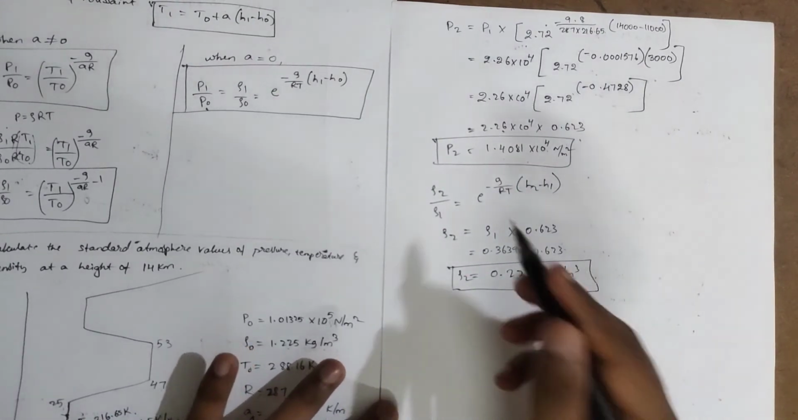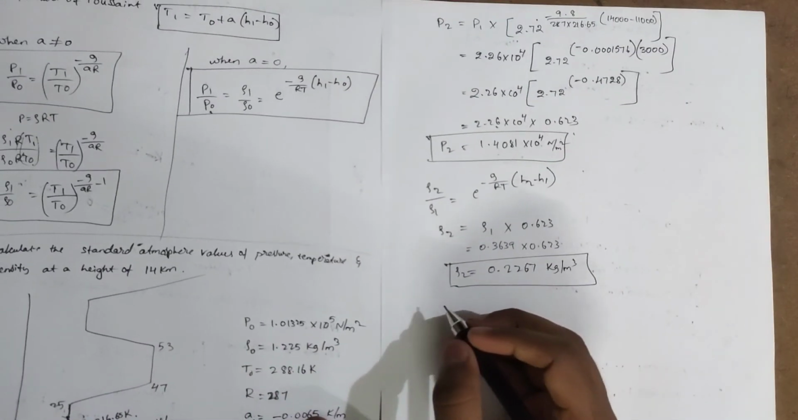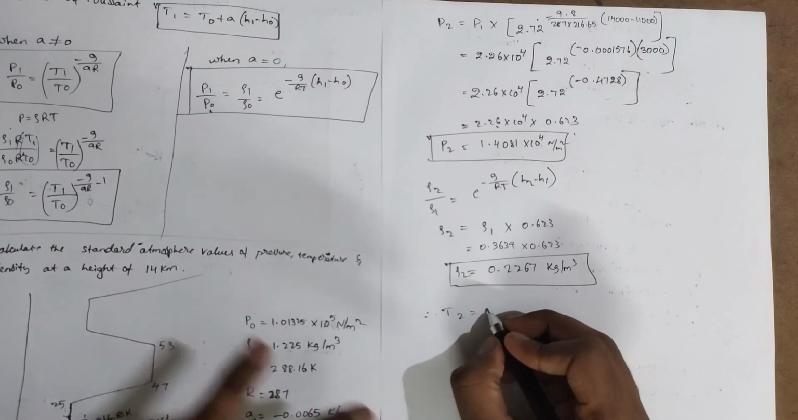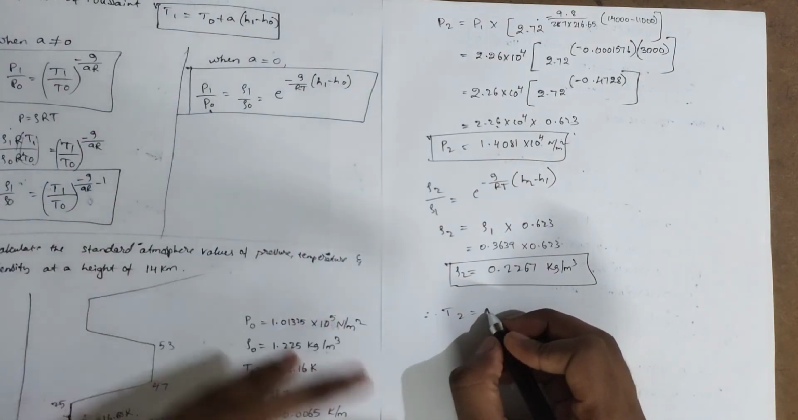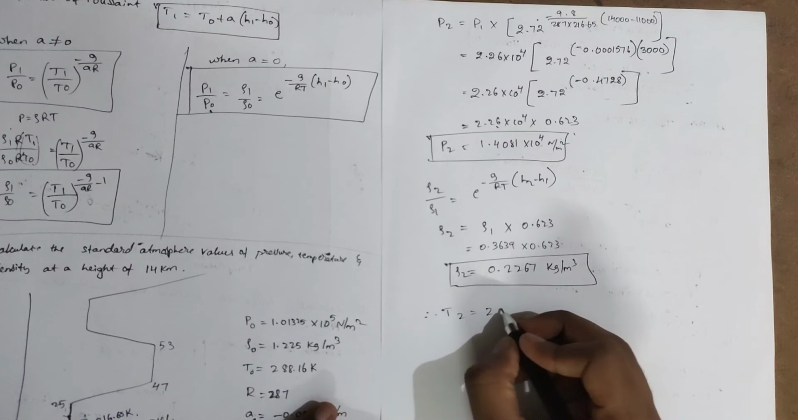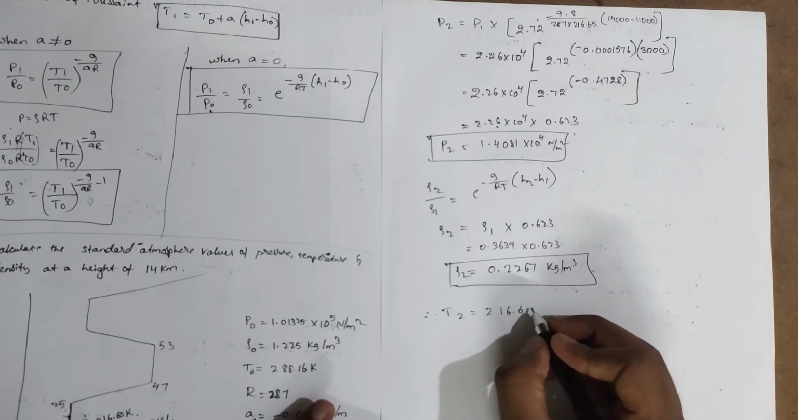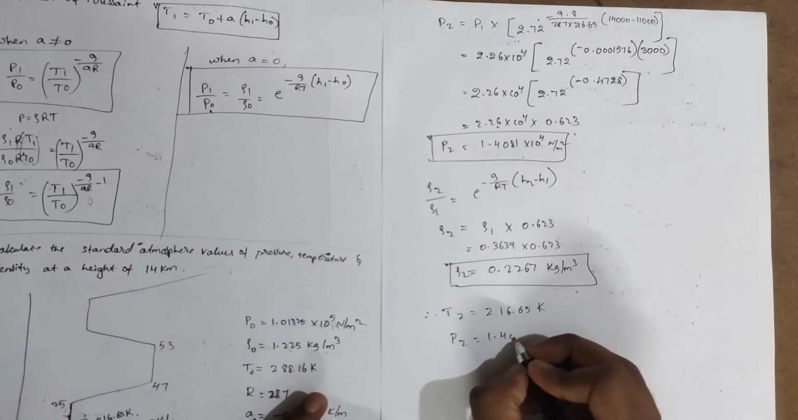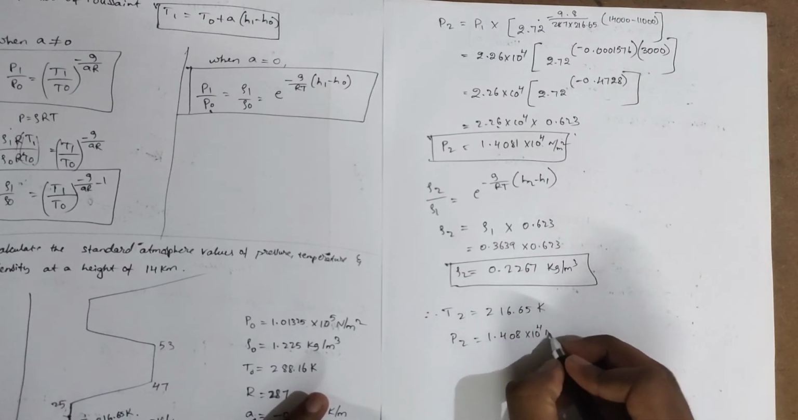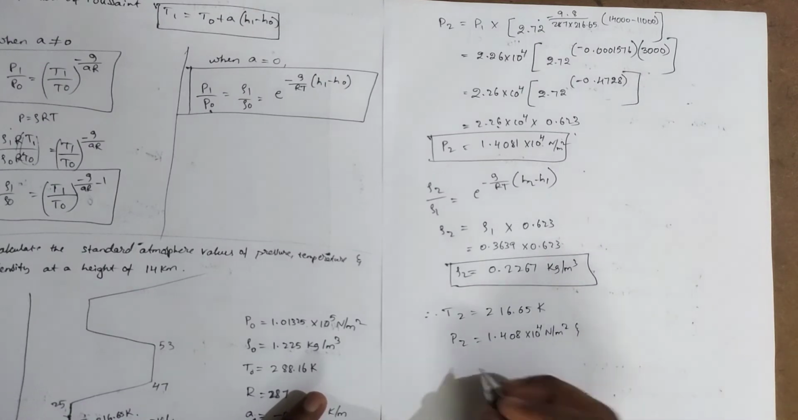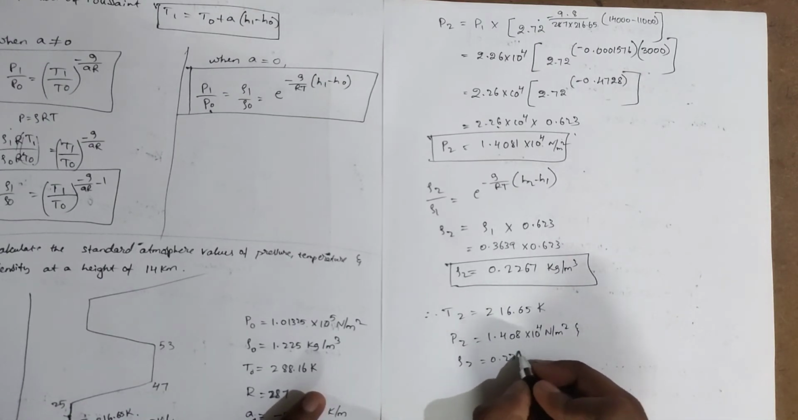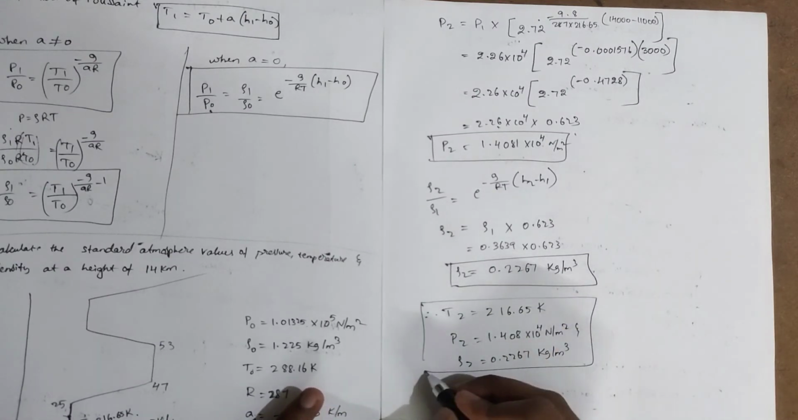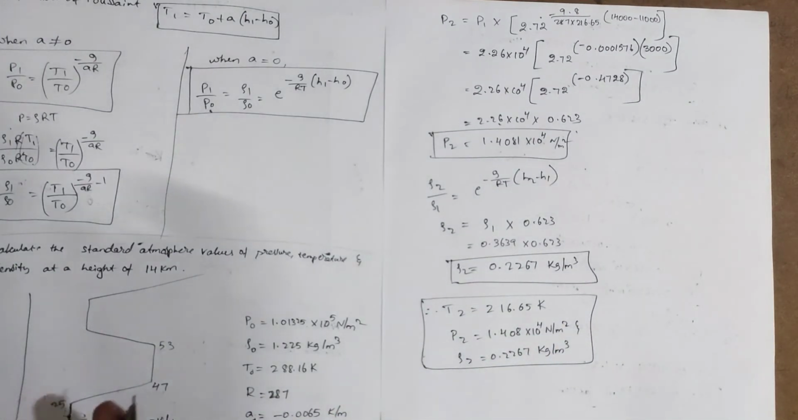So we have obtained the pressure, temperature and density at an altitude of 14 kilometers. Therefore, since the temperature is the same along the isothermal region, T2 is equal to 216.65 Kelvin, P2 is equal to 1.408 into 10 power 4 Newton per meter square, and rho 2 is equal to 0.2267 kg per meter cube. So we have calculated it easily for 14 kilometers.